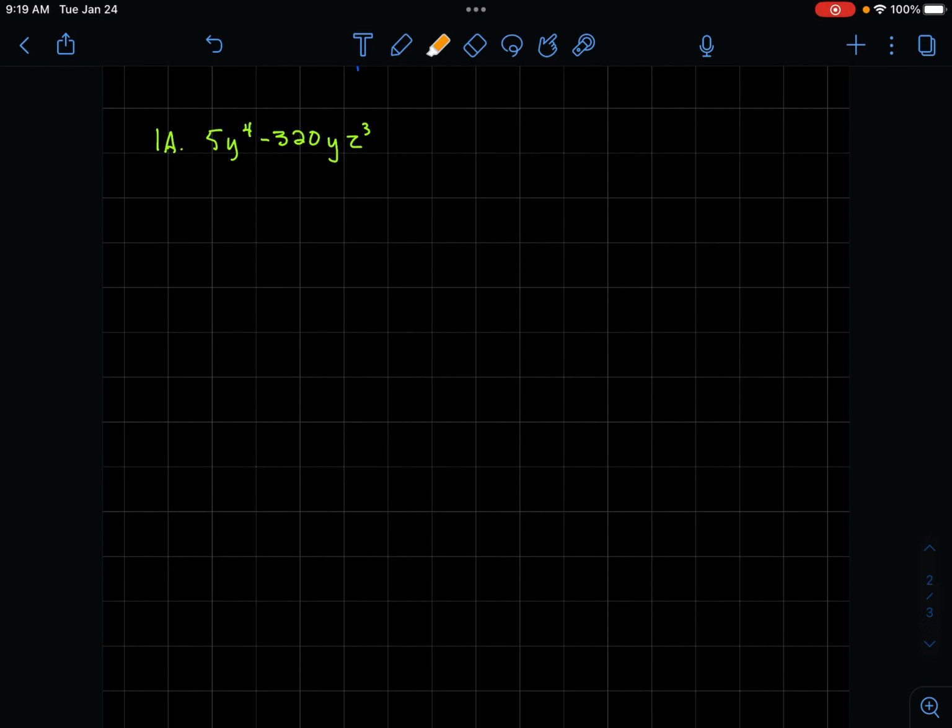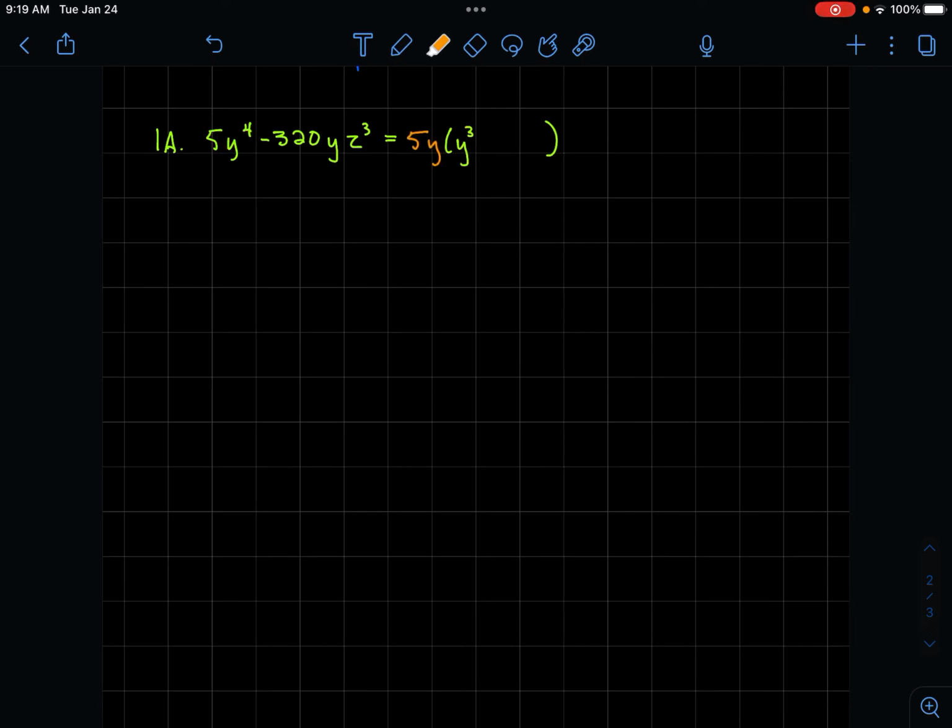Okay, 2 more examples to get through. Now we have example 1a, 5y to the fourth minus 320yz to the third. Look for common factors. You will see that, hey, this is 5, this ends with a 0, so definitely we could factor out a 5. We have a y to the fourth and a y in this term, so we can take a y out of it. So our greatest common factor would be 5y. So what's left over?